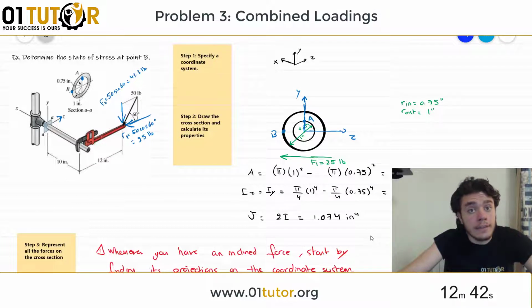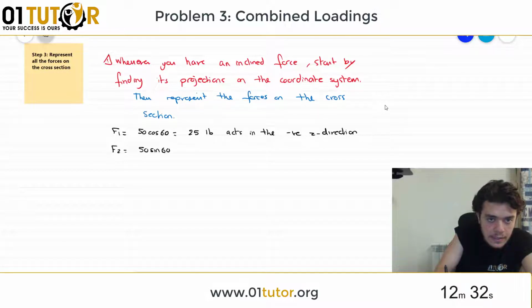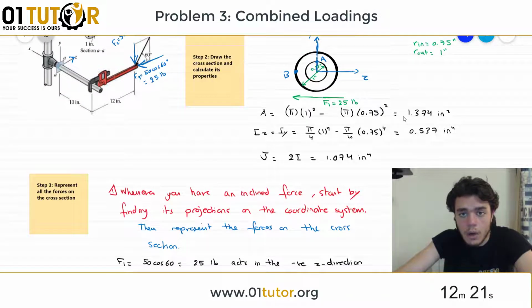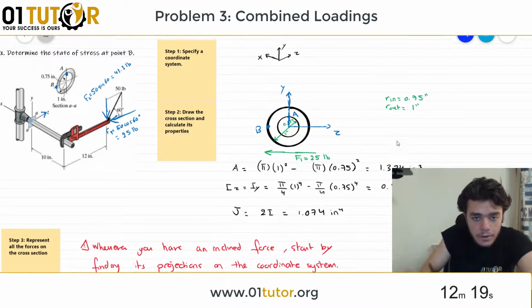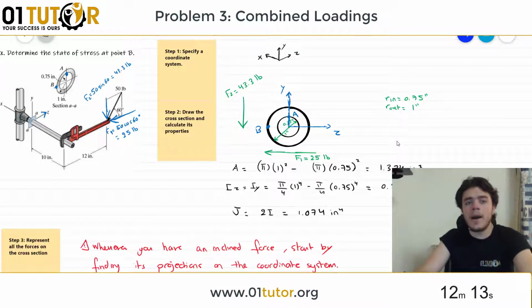Now what about F2? F2 acts in the negative Y direction because it's parallel to Y and opposite to Y. So F2, which is equal to 50 sine 60, 43.3 pounds, acts in the negative Y direction. So how are we going to represent it on the cross section? It's going to be in the negative Y direction. So this is F2 equal to 43.3 pounds.